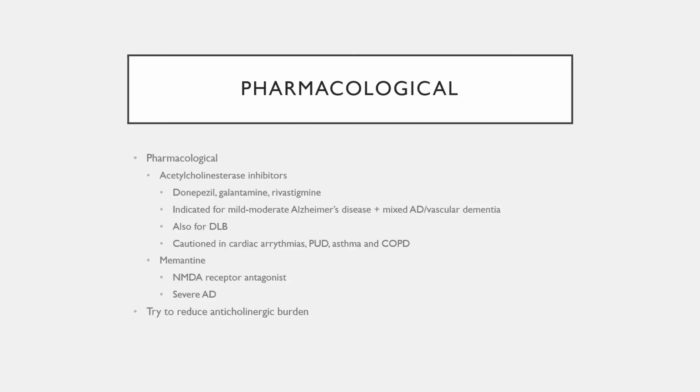And then going on to think about pharmacological management of dementia. There are two main groups of drugs that are used in dementia. The first are acetylcholinesterase inhibitors, which are donepezil, galantamine and rivastigmine.